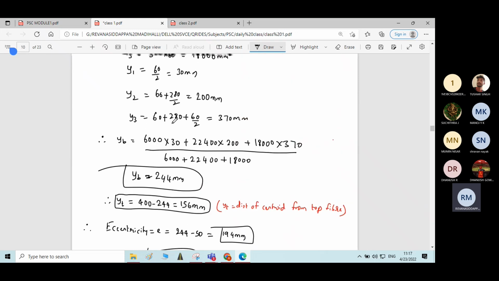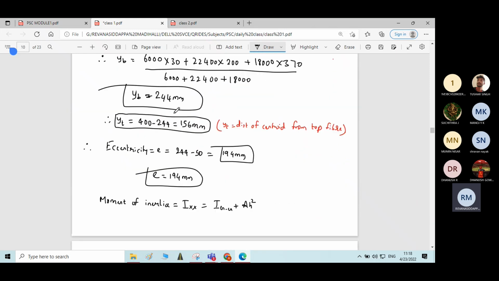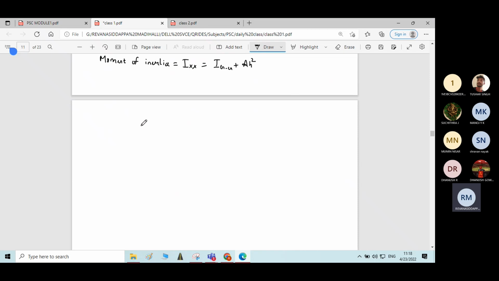So here we have the I section. This whole I section is divided into three components, 1, 2, 3, and each and every section is a rectangle only. Therefore, moment of inertia for a rectangle is what? I g g is equal to B D cube by 12. Correct?